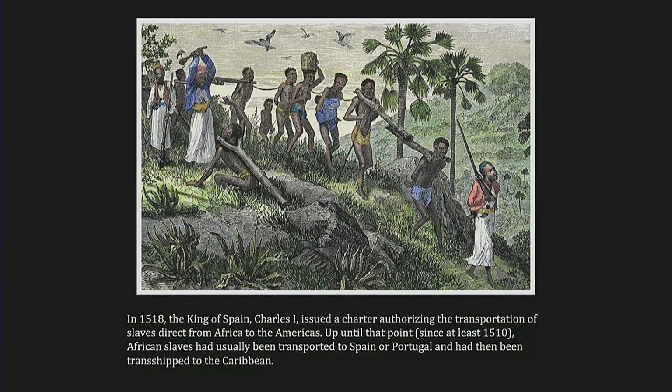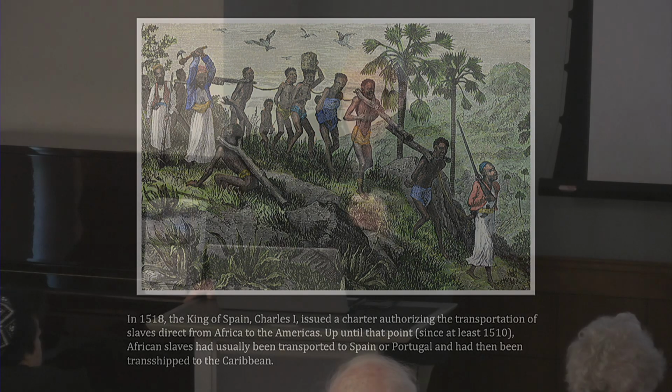In 1518, the King of Spain, King Charles I, issued a charter authorizing the transportation of slaves direct from Africa to the Americas. Up until that point, since at least 1510, African slaves had usually been transported to Spain or Portugal and had then been transshipped to the Caribbean.